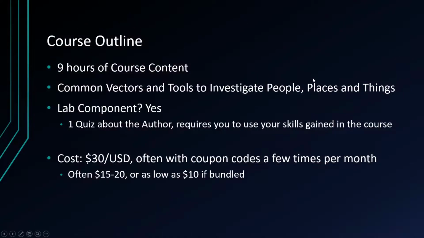Now, overall, the course is 9 hours of course content. It covers common vectors and tools to investigate basically people, places, and things, or online accounts, to try to find out who these people are. It also has a very short lab component. So yes, there is a lab component for this course, and it has basically one quiz about the author, and it requires you to use all the skills that you've gained in the course. The one thing I will say about the lab component is that there are definitely some answers that were shown earlier in the course, so it does make it a little bit easier.